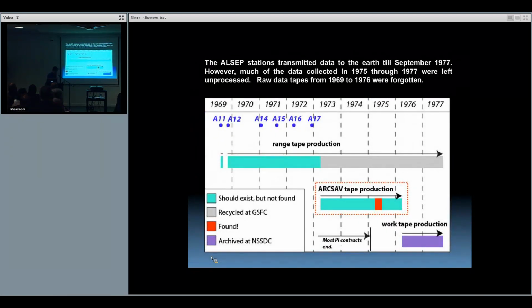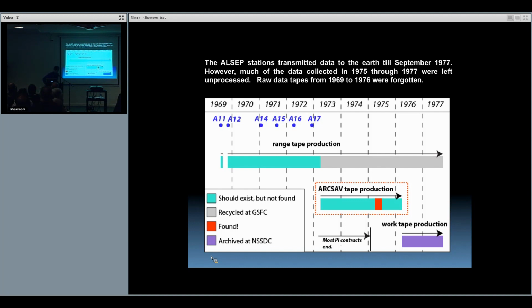This is a timeline of these tape productions. The range tapes were produced all through the time. Then archive tape production started in early 1973. In 1976, the University of Texas took over the tape handling operation from JSC, and then they started making something equivalent to archive tapes.